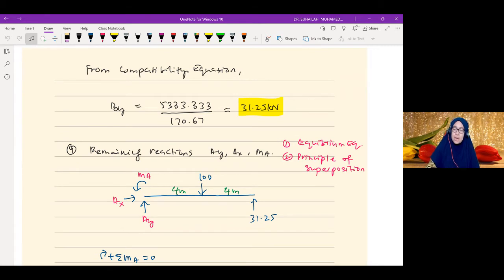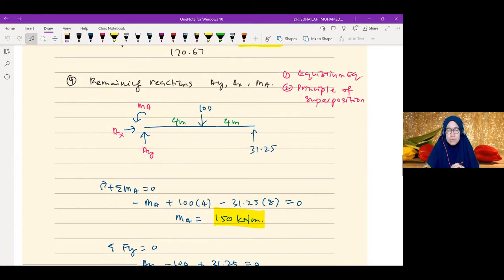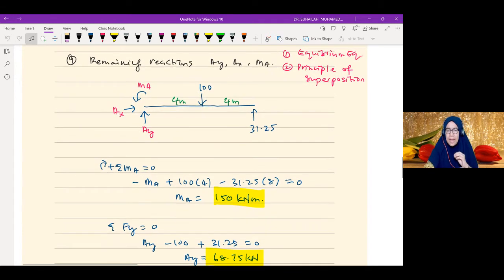Or actually, we can also calculate using the principle of superposition as well. Either one can be used. In this example I have chosen the equilibrium equation to solve for the remaining reactions. What I actually did in this example is I put the redundant at position B, that is the BY value, 31.25. Then I can calculate the remaining AY, AX, and MA, just like we analyze a determinate beam.